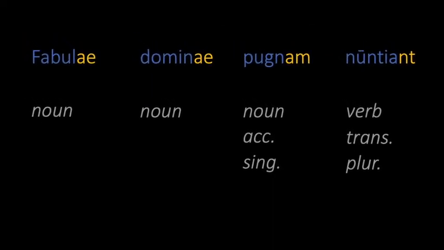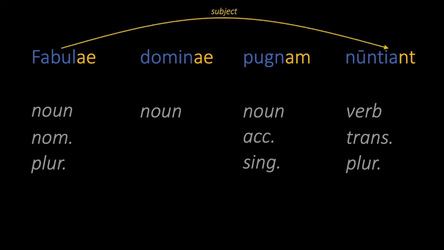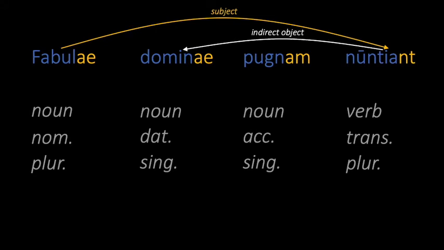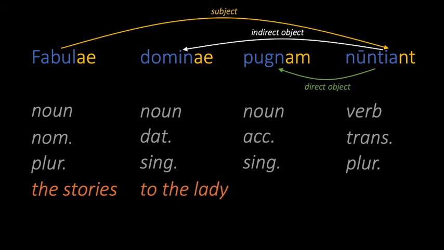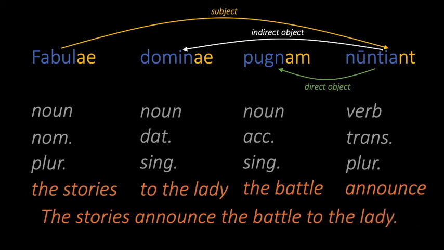Let's look at one more. We'll read fabulae as nominative plural this time, so it would be the subject and agree with nuntiant. Domini is again the dative singular, and therefore the indirect object. Pugnam, as usual, is the direct object. As far as meanings go, this gives us the stories for fabulae, to the lady for domini, the battle for pugnam, and announce for nuntiant. After putting it all together, we have the stories announce the battle to the lady.